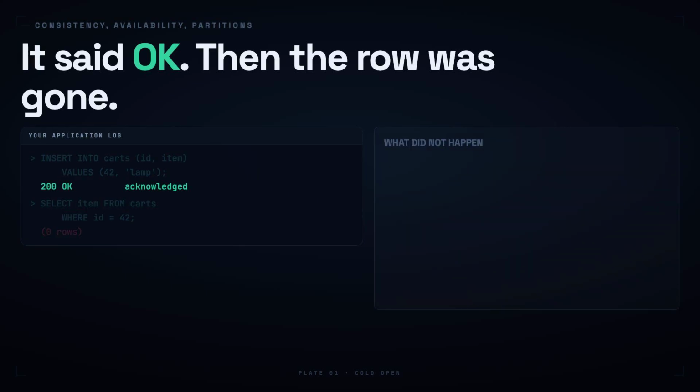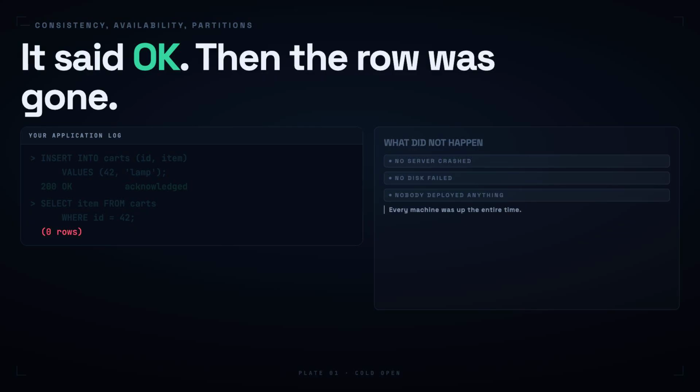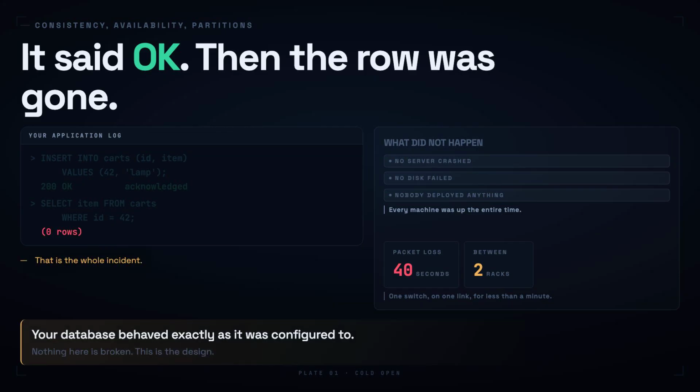Your write came back 200 okay. You read it again and it was gone. No server crashed, no disk failed, nobody deployed anything. For about 40 seconds, two racks could not reach each other. That is the whole incident, and your database behaved exactly as designed.